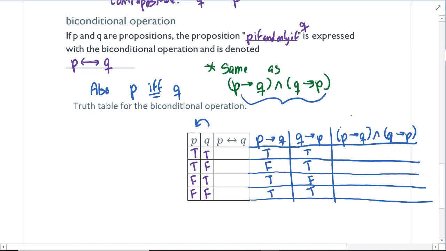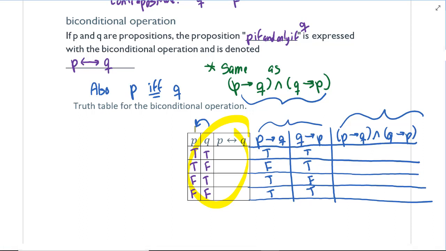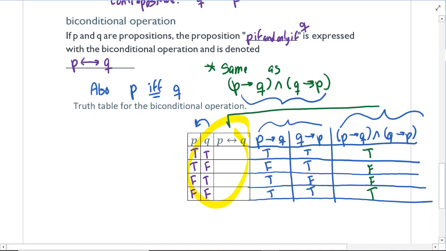Now, in order to complete this last column, you can pause here too, but now we're referring to the previous two columns instead of looking way back here in the beginning. So we've already talked about conjunction, this and statement. So the and statement means that both statements have to be true. So we've got true, false, false, false, and true, true is true. And since that is equivalent to P if and only if Q, that gives us our truth table for the biconditional statement.